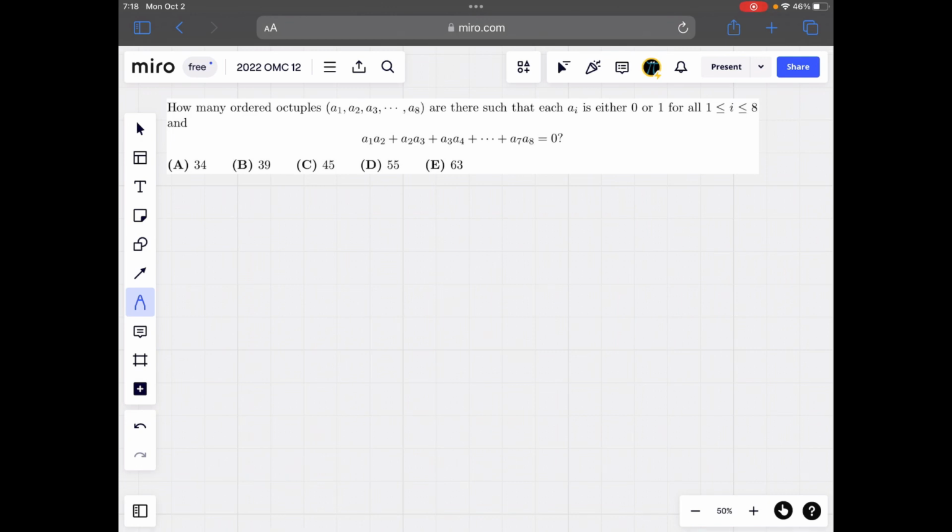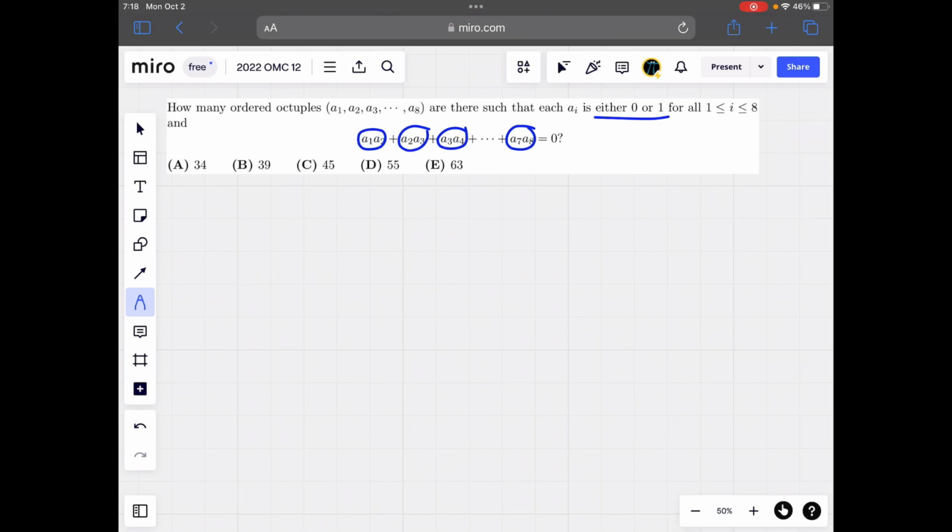How many ordered octuples A1 through A8 are there such that each Ai is either 0 or 1 for all i between 1 and 8, and A1A2 plus A2A3 plus A3A4 plus all the way up to A7A8 equals 0. So we want each Ai to equal either 0 or 1, and this product sum, A1A2 plus A2A3 plus A3A4 plus all the way up to A7A8, is equal to 0.